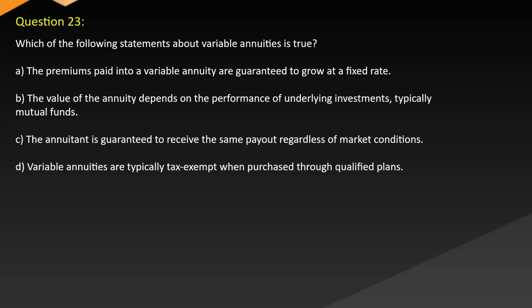A. The premiums paid into a variable annuity are guaranteed to grow at a fixed rate. B. The value of the annuity depends on the performance of underlying investments, typically mutual funds. C. The annuitant is guaranteed to receive the same payout regardless of market conditions. D. Variable annuities are typically tax exempt when purchased through qualified plans.